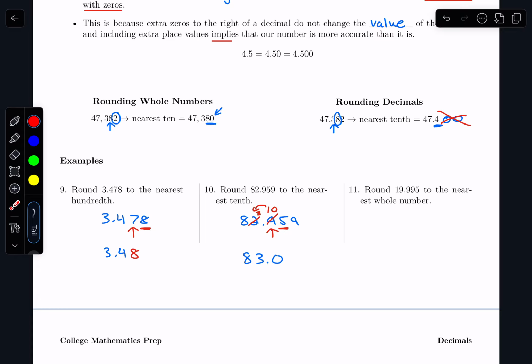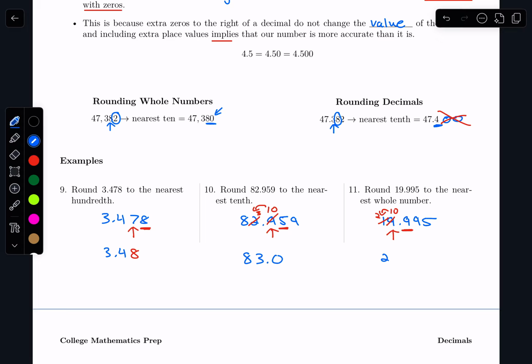Round 19 and 995 thousandths to the nearest whole number. Whole number means to the ones position. So we're going to round 19.995 to where that first 9 is. That's the nearest whole number, or the ones position. The number next to it is a 9. So we're going to round the ones position up to be 10. But just like the previous one, that 10 has to carry over to make the 1 a 2.